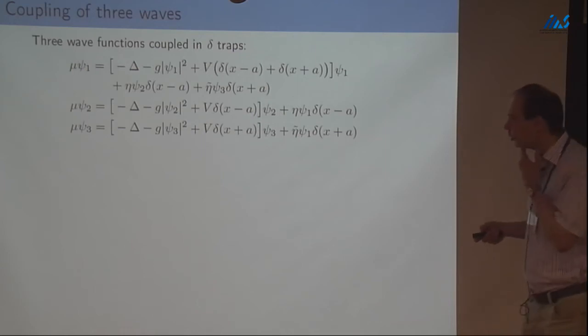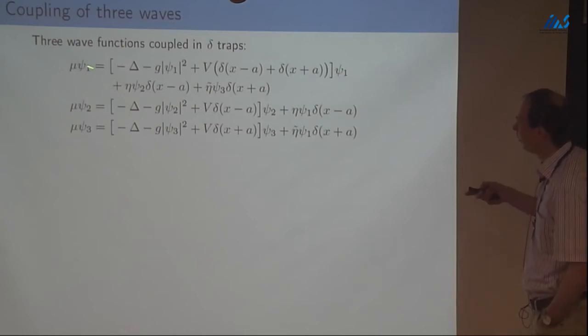So let's look at the equations. They look, of course, a bit more complicated. We start again with the Gross-Pitaevskii equation for wave function psi 1. Here now it feels both wells, the right well and the left well, with only the real part of the potential. And we have a coupling in the right well to wave function psi 2, a coupling to a wave function psi 3 in the left well.